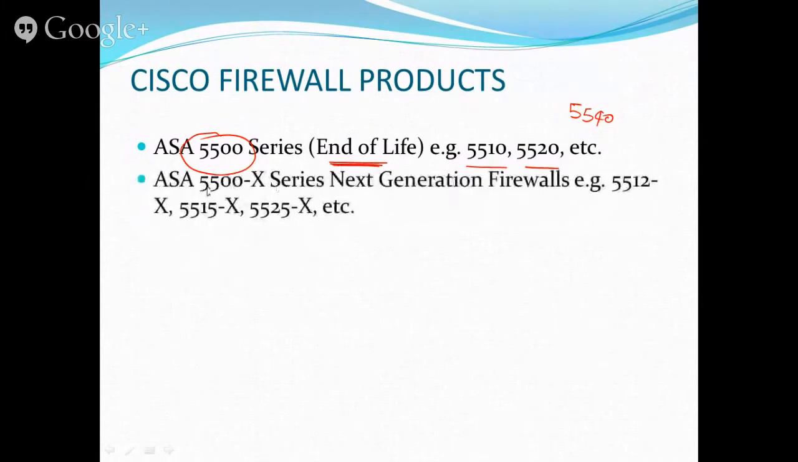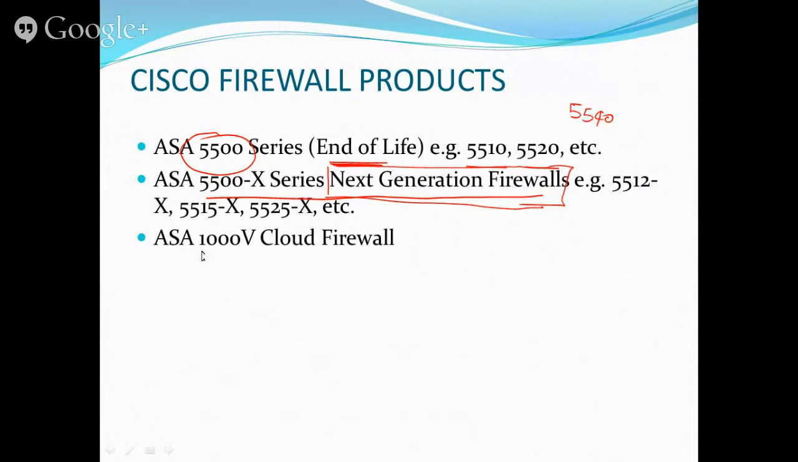And then Cisco has moved on to the 5500X series next generation firewall. Now, I'm just going to tell you, these next generation firewalls are the same thing as the 5500 series, but then they have these next generation firewall services, as we're going to see. The names are 5512X, 5515X, 5525X, and things like that. I also just noticed that Cisco has a cloud firewall. Cisco is pushing some cloud technologies, and they have a firewall product for their cloud technology, which is the ASA 1000V cloud firewall.